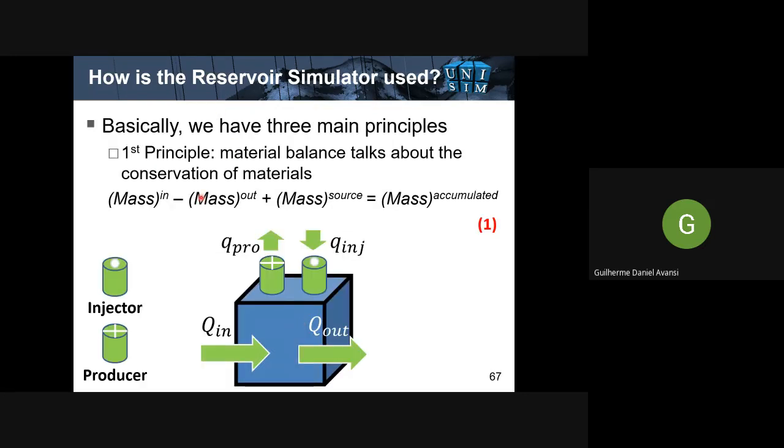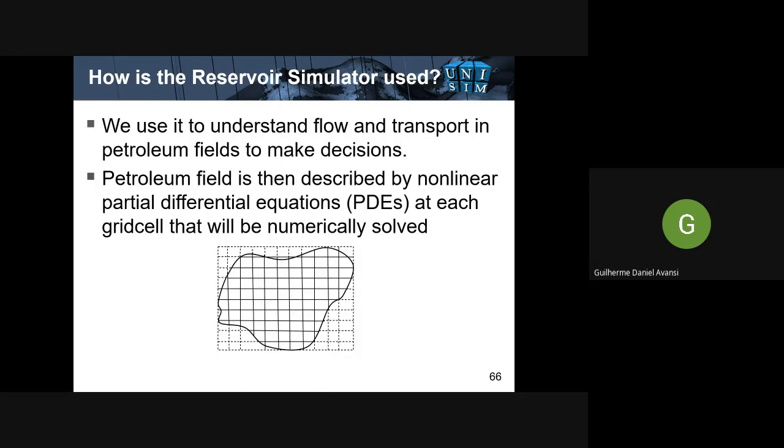So basically, we have three principles. The first one is related to material balance, the conservation of material. What does material balance mean? We have mass getting into this grid cell and mass getting out of this grid cell. We have the mass from one grid cell to another, mass from one grid cell to another. So we are taking the balance when we are talking about this grid cell here, okay?